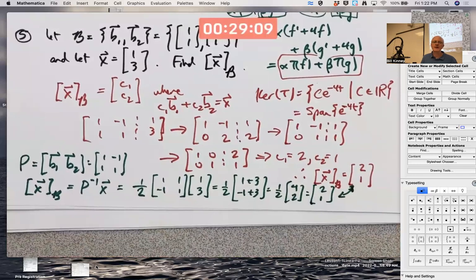This change of coordinates matrix is going to be a big deal for us in chapter 3 of the textbook, when we relate what's going on with the differential equations to linear algebra. When we talk about eigenvalues and eigenvectors, this is going to be a big deal.